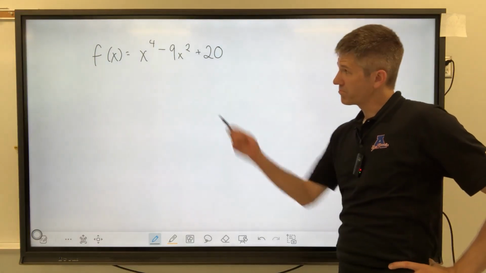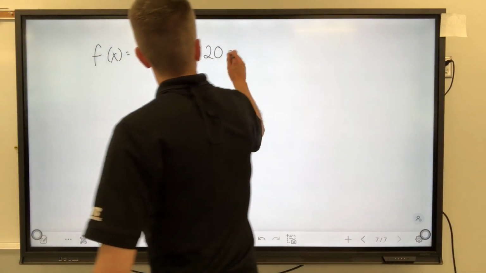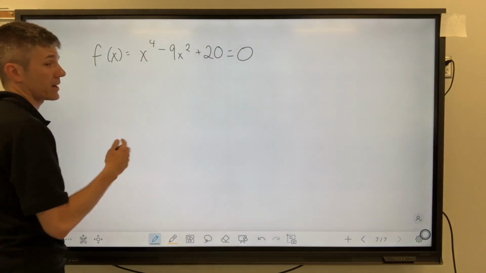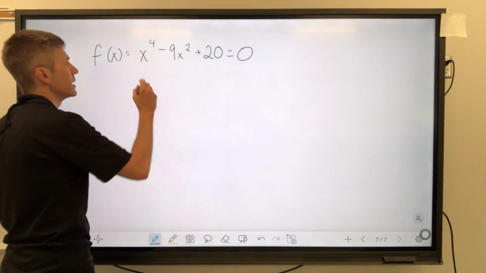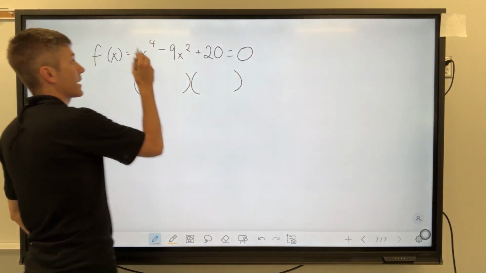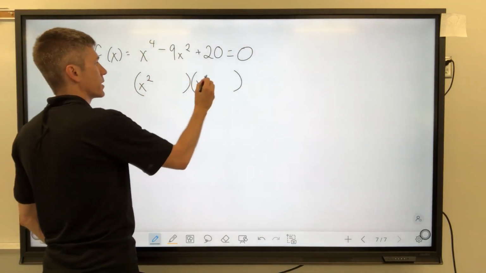Finding the roots of this one can be done with factoring. Let's do it. I'm going to set this equal to 0 because that's where the x-intercepts occur, right? Well, the roots, the zeros, the solutions. Let's factor. X to the fourth is x squared times x squared.